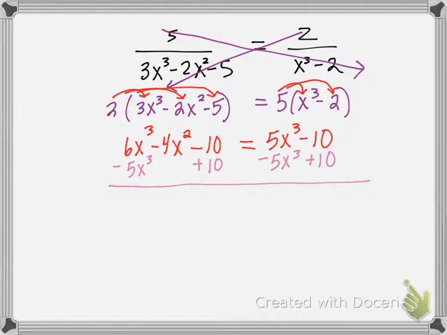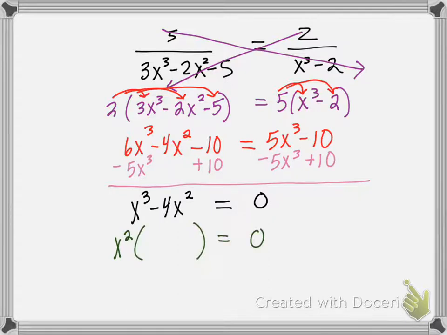So 6x to the third minus 5x to the third is just 1x to the third. Then I have a negative 4x squared, and negative 10 plus 10 is a 0 pair. So there is no constant. On the right-hand side, that gave us 0. So in order to solve this, I can factor this left-hand side by GCF. They both share x squared. And what's left inside? I would have x minus 4.